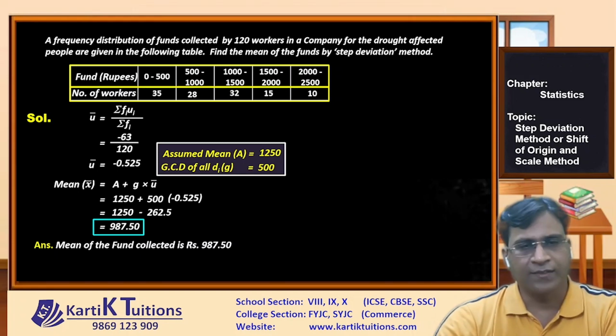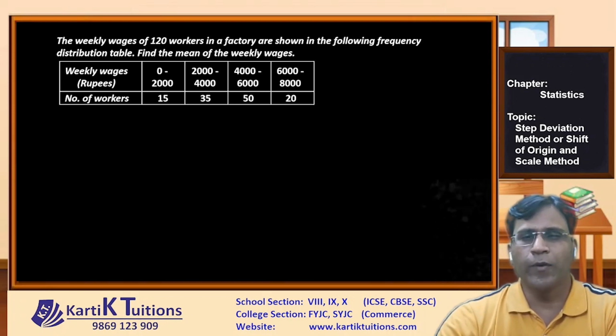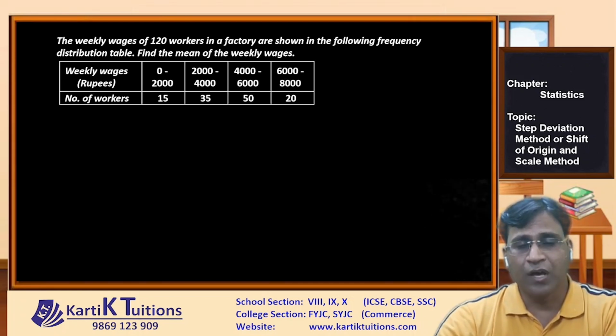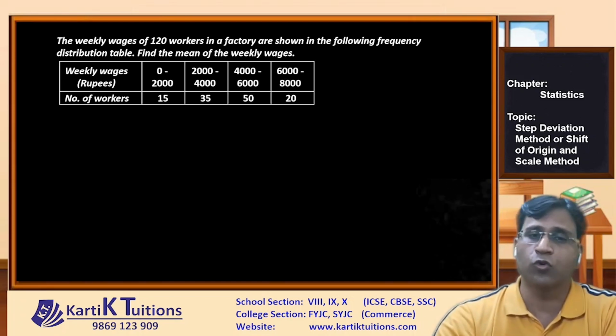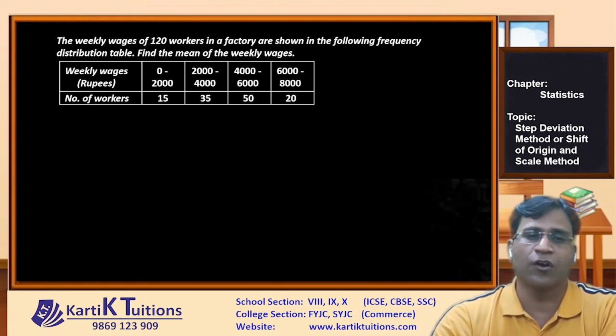Let's have a look at one more example for this. The weekly wages of 120 workers in a factory are shown in the following frequency distribution table. Find the mean of the weekly wages. Now, if you observe, the method is not mentioned. So, we can take any method. But here, observe the classes. Class values are going into thousands. 0 to 2000, 2000 to 4000, and so on. Whenever the class values are in thousands or so, it is always preferable to go for the third method, that is step deviation method, because it will make your calculation easy instead of direct method.